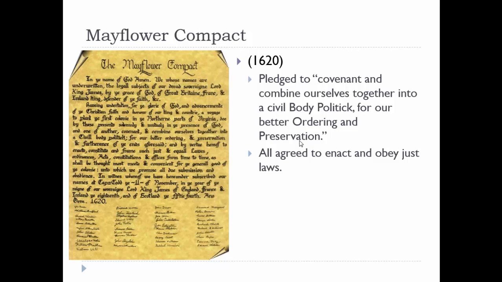So in 1620, they draft it, and quoting from it, they pledge to, quote, covenant and combine ourselves together into a civil body politic for our better ordering and preservation. And as you can see, they all sign it, and you can read it in more detail. Actually, you can read it quite well. Basically saying that this is going to be a society based on Christianity.